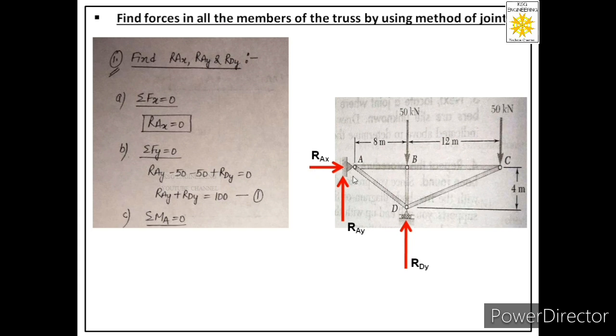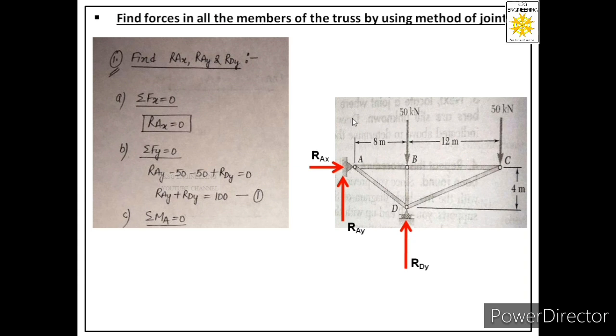And let us find moment about joint A. So when you apply moment at joint A, then the moment because of these two forces will be 0. So we have to only find moment because of these three forces about joint A. So let us observe the moments because of these three forces about joint A. Let us first observe the moment because of Rdy. Now this is the line of action of Rdy. And from the moment center, if I drop a perpendicular onto that line of action, that perpendicular will be of 8 meters. It means the magnitude of the moment generated by Rdy will be Rdy into 8.